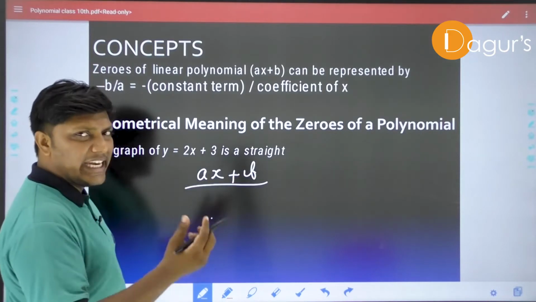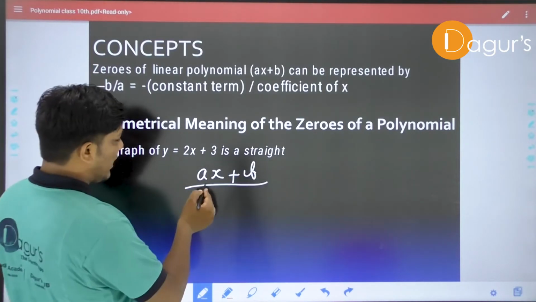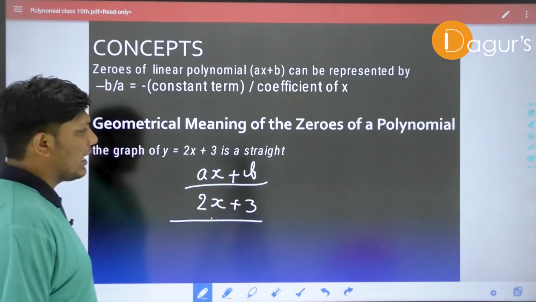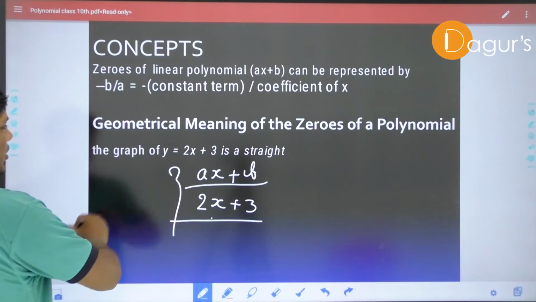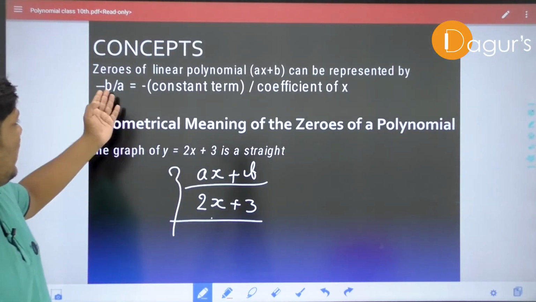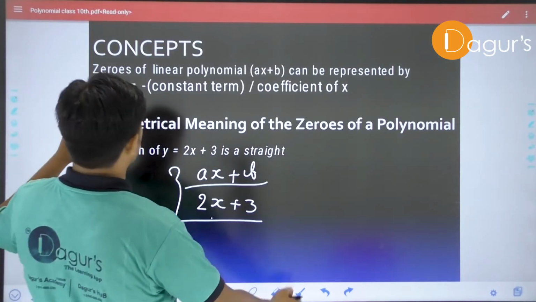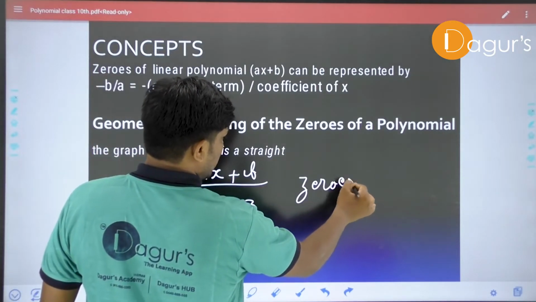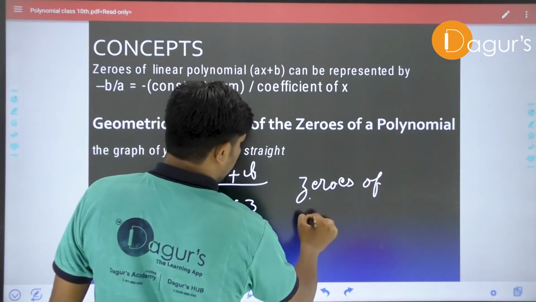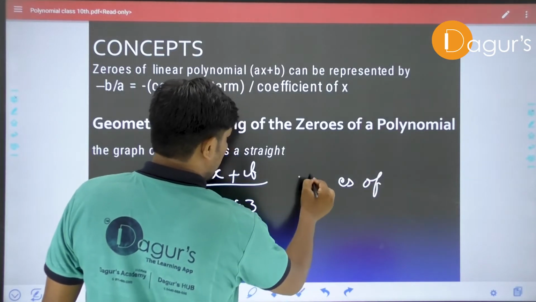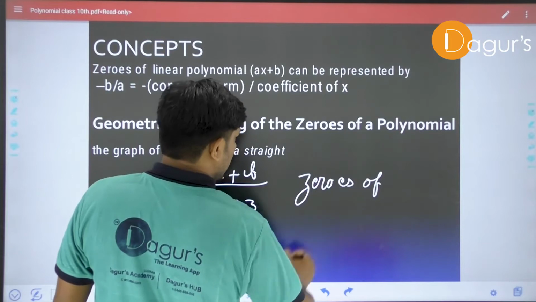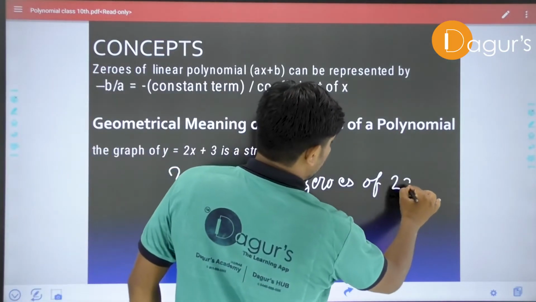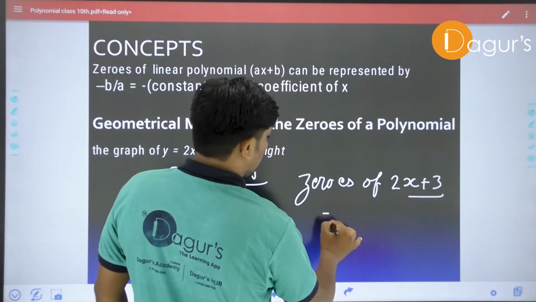If I take an exact value of a, it means 2x plus 3. Can I write it like this? 2x plus 3. Now what is the zero of the polynomial? It means zero of this polynomial, zero of 2x plus 3 is equal to what?